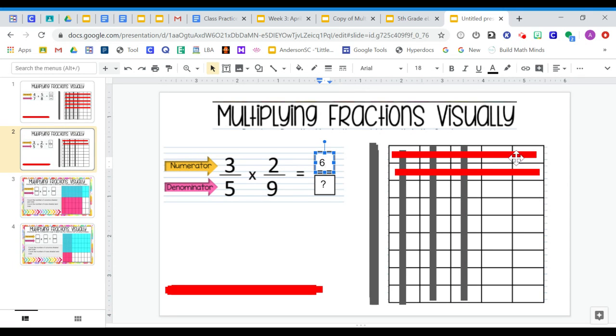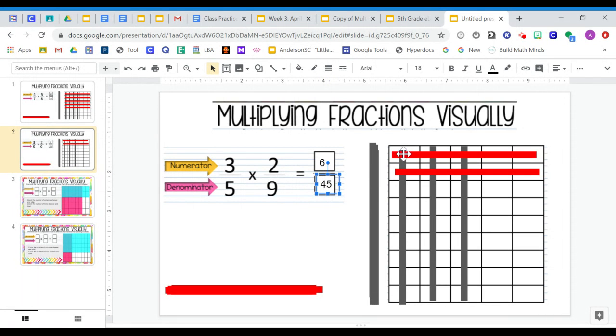How many pieces do I have in the whole thing? I don't just have ninths anymore, and I don't just have fifths anymore. Now I have a lot of pieces. Let's think, if I have 5 going along this side and 9 going along that side, what is 5 times 9? Well, 5 times 9 is 45. And if you need to make your box bigger, you can just move it over like that.